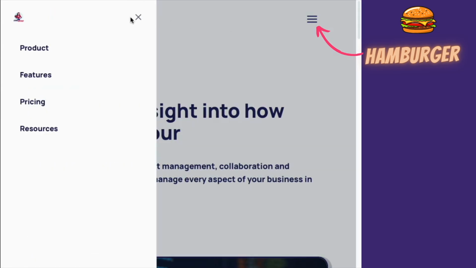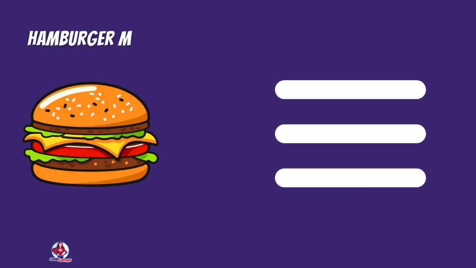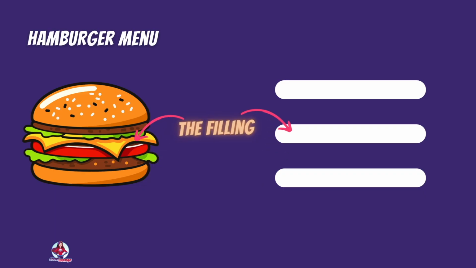The name comes from its look. Just look at the slide. It's 3 parallel lines. What do they have to do with a hamburger? Well, they just look like one. The top line is the top bun. The bottom line is the bottom bun. And the middle line is the meat or filling of the burger.